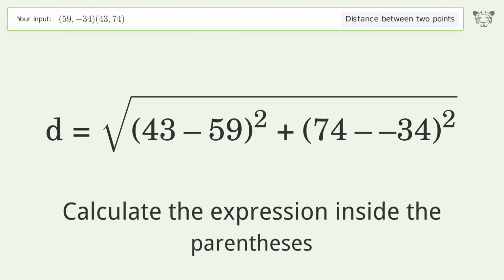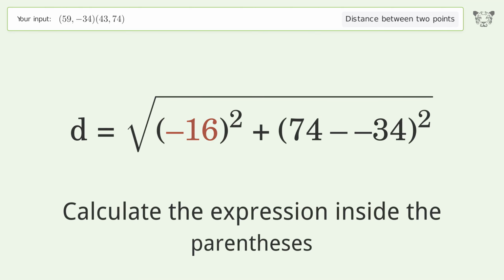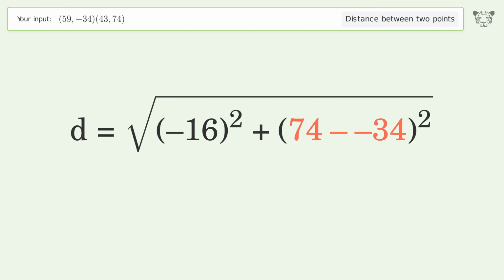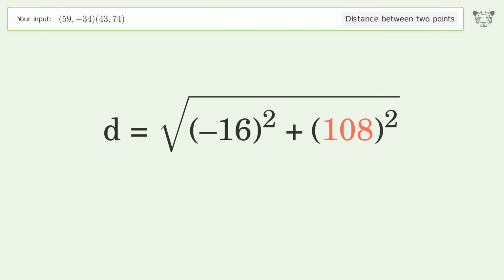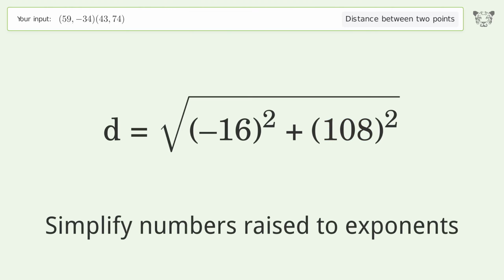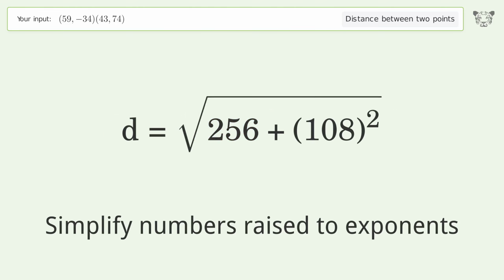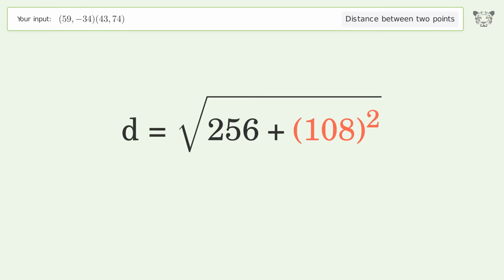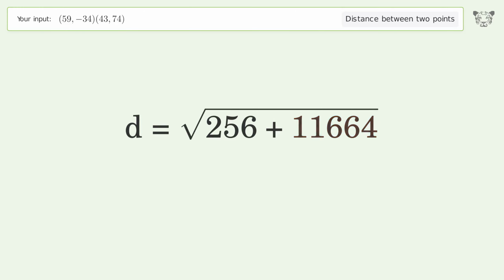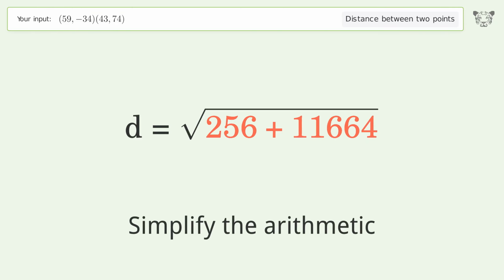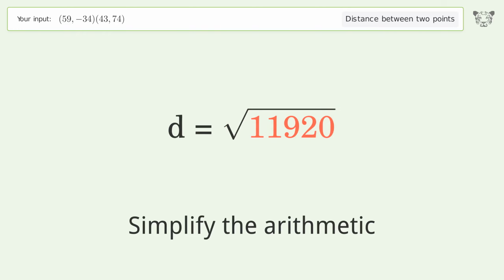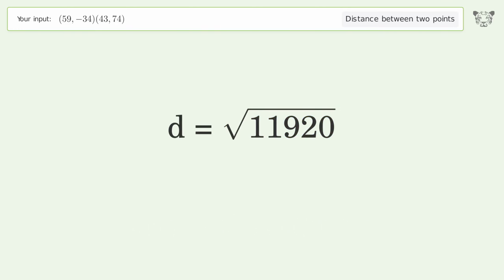Calculate the expression inside the parentheses. Simplify numbers raised to exponents. Simplify the arithmetic. And so the distance between the 2 points is the square root of 11,920, or 109.179.